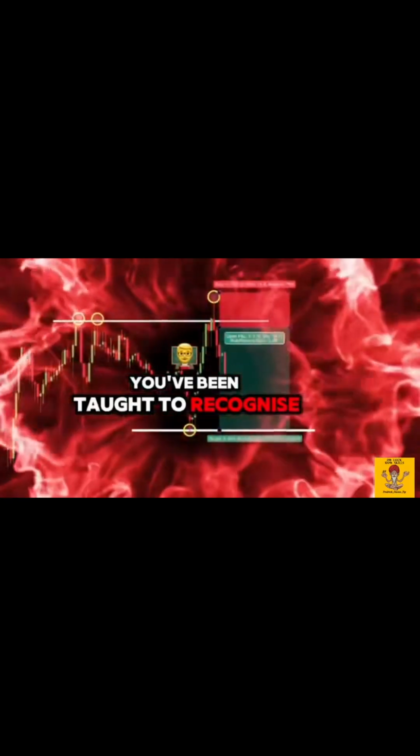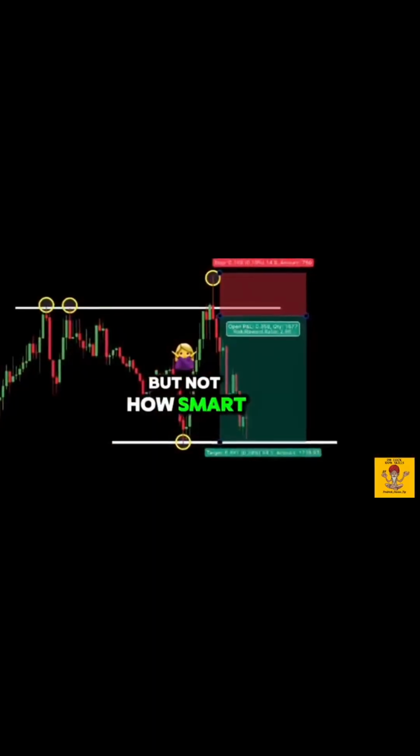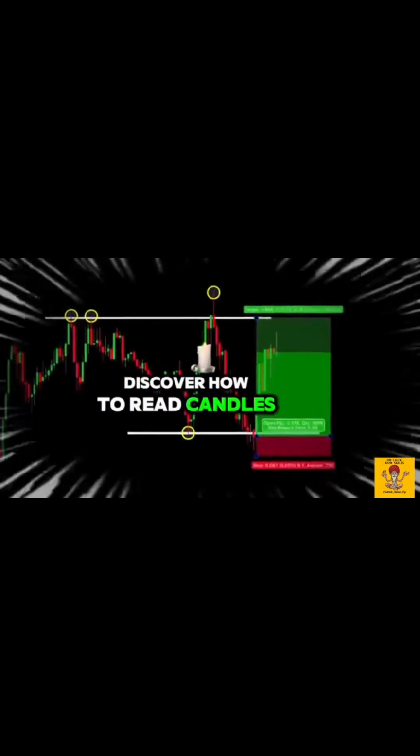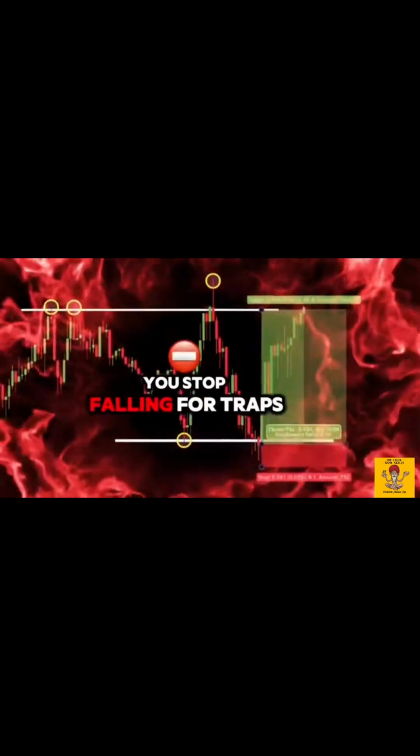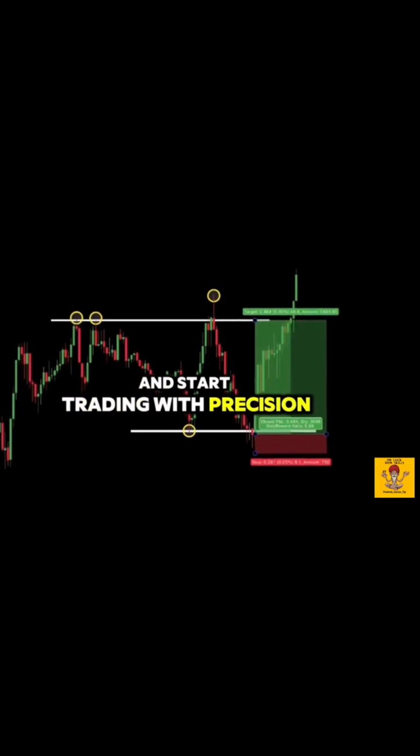We've been taught to recognize candlestick patterns, but not how smart money actually uses them. In this video, you'll discover how to read candles the way the banks do so you stop falling for traps and start trading with precision.